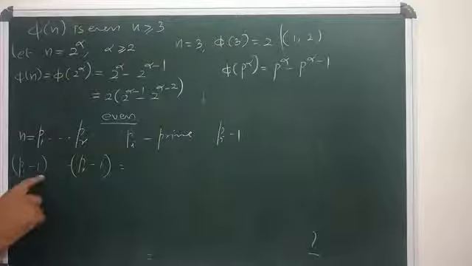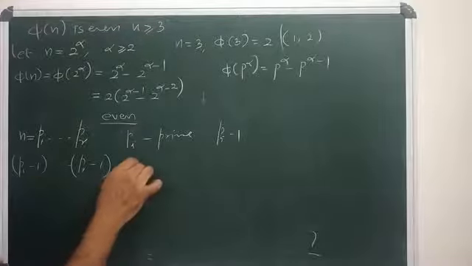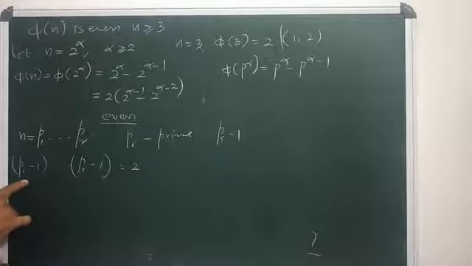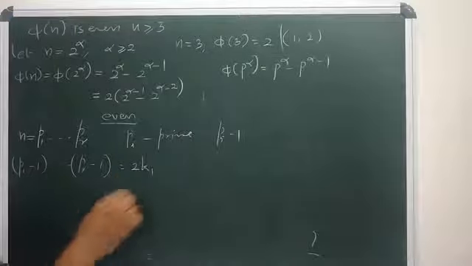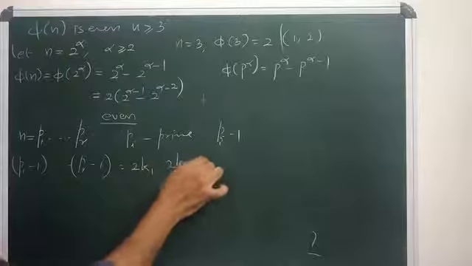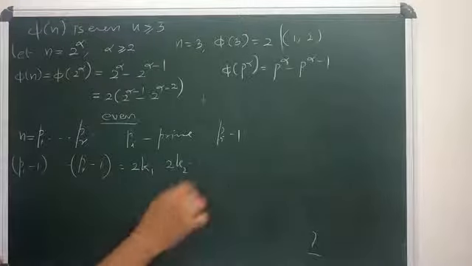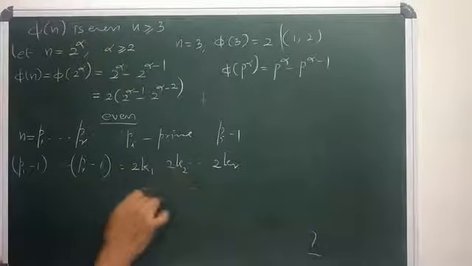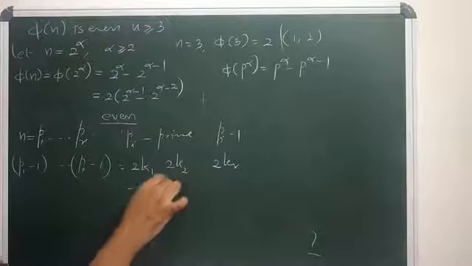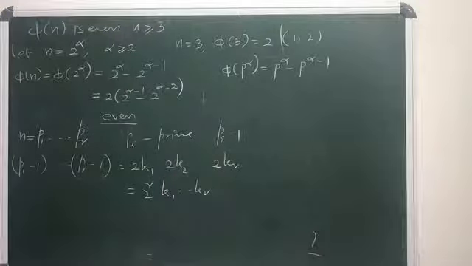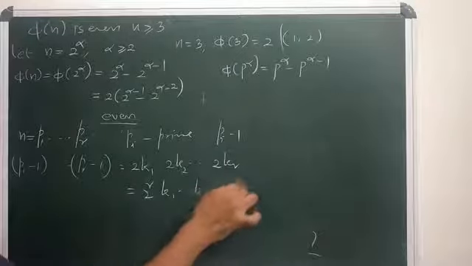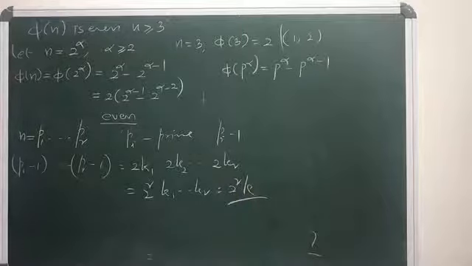Why? Because each pi is an odd prime. So p1 minus 1 is even, so it is some 2 into k1, p2 minus 1 is 2 into k2, etc., and pr minus 1 is 2 into kr. That equals 2 power r into k1 etc. kr, that equals 2 power r into some k. Agreed.